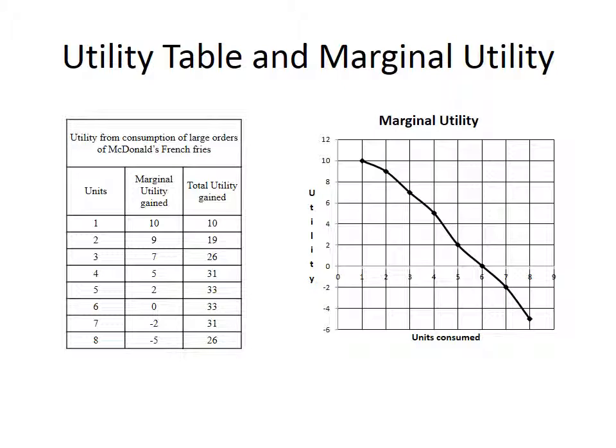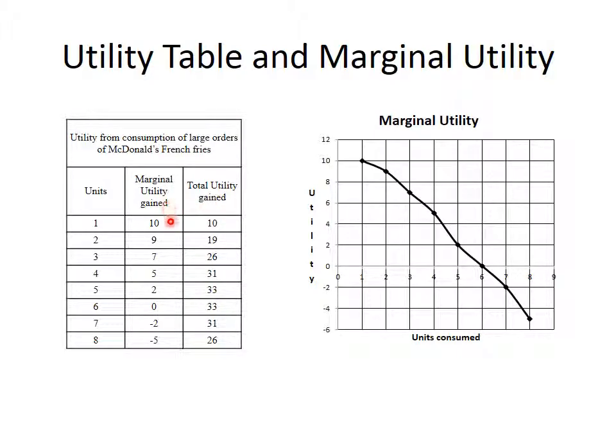Here we have an example of the utility gained from the consumption of a large order of McDonald's French fries. I love McDonald's fries. Every once in a while, I get this hankering for McDonald's French fries, about every 6 months or so. And what do we see? Modeling our law of diminishing marginal utility, we see the marginal utility gained with the consumption of the first unit, the first large order of McDonald's French fries, is 10 units, whatever that 10 units might be.